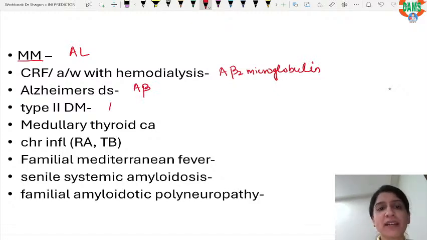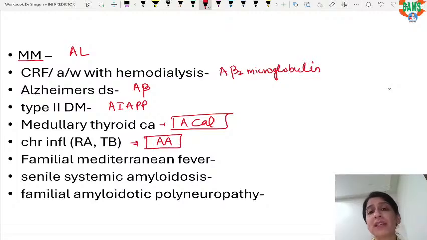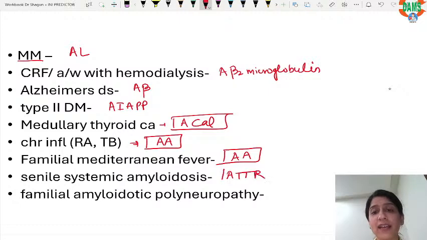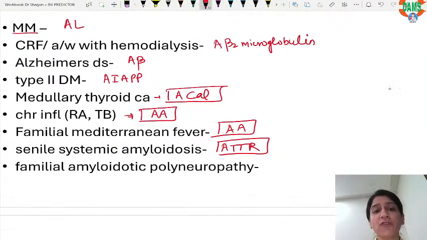For type 2 diabetes mellitus, it is AIAPP, islet amyloid polypeptide. For medullary thyroid carcinoma, this is ACal, where A stands for amyloid and Cal stands for calcitonin. For chronic inflammations like rheumatoid arthritis, TB, that is AA. For familial Mediterranean fever, also AA. For senile systemic amyloidosis, that is, yes, very good. I can see the correct answers pouring in. ATTR. A stands for amyloid and TTR stands for transthyretin. Familial amyloidotic polyneuropathy is also ATTR.